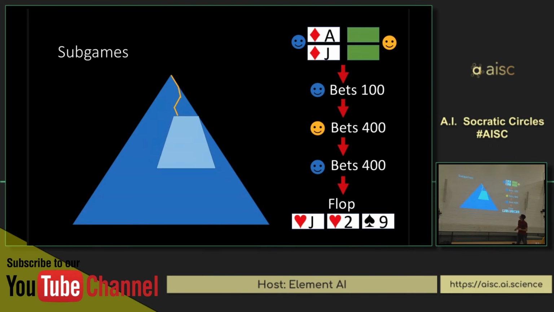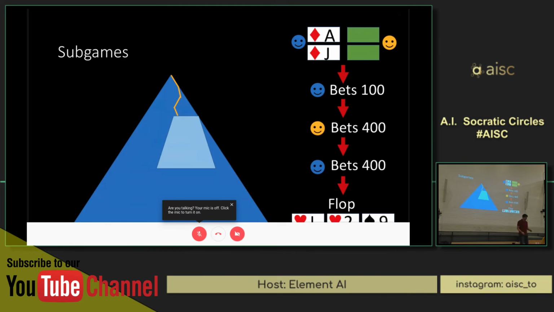Okay. So as an example, I'm going to have this history on the right, where I'm the blue player. I have ace and jack. Maybe I'm going to bet 100 to begin with, and the opponent will bet 400. I'll bet 400, and then the first 3 cards will come out. Okay. So I'm at this subgame, and it's a trapezoid, right? It's not a single point, because this is that information set idea.